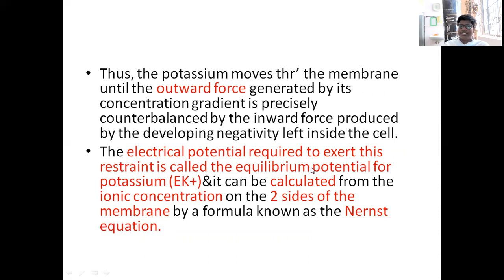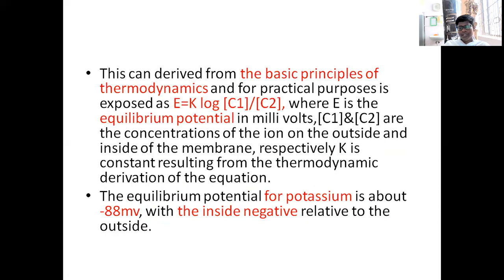The electric potential required to exert restraint is called the equilibrium potential for potassium and can be calculated from the ionic concentration on the two sides of the membrane by the formula known as the Nernst equation. This can be derived from the basic principles of thermodynamics, and for practical purposes is expressed as E equals K log C1 divided by C2, where E is equilibrium potential in millivolts. C1 and C2 are the concentrations of the ion outside and inside the membrane respectively. K is a constant resulting from the thermodynamic equation.